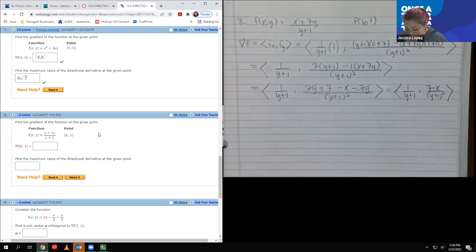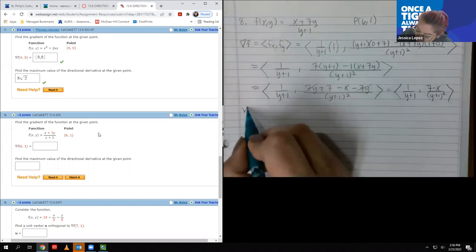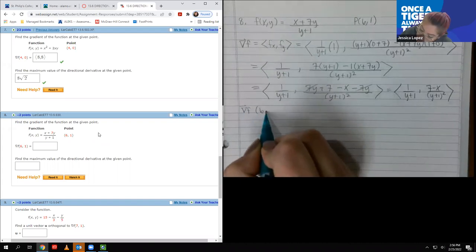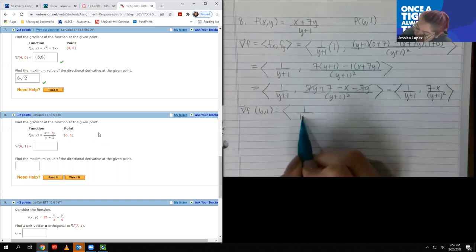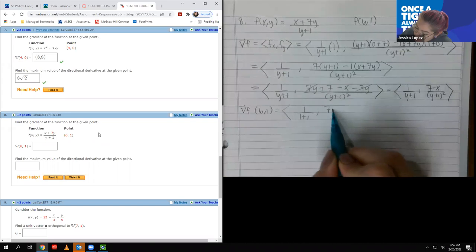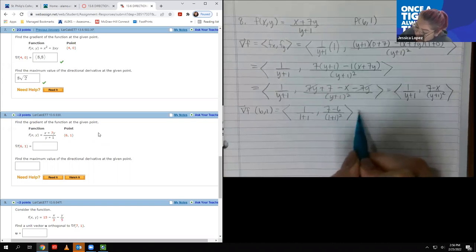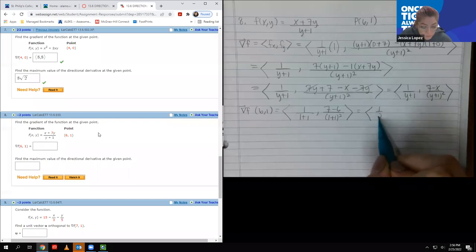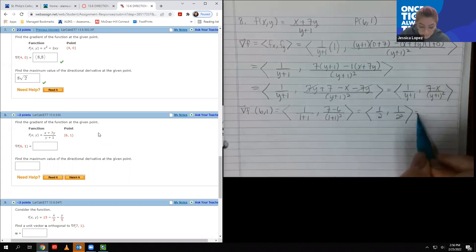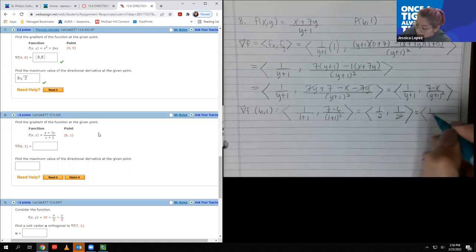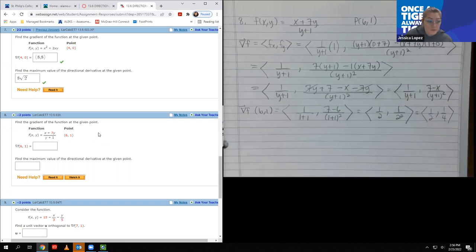So we do want to plug in our point, 6 comma 1. And I get 1 over 1 plus 1, 7 minus 6 over 1 plus 1 squared. So I get 1 over 2, comma, 1 over 2 squared, which gives me 1 over 2, comma, 1 over 4. Now, let me go type that in there.